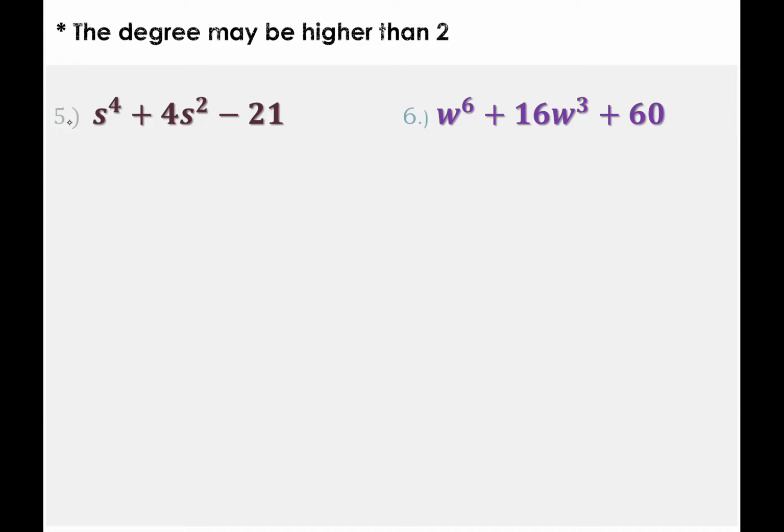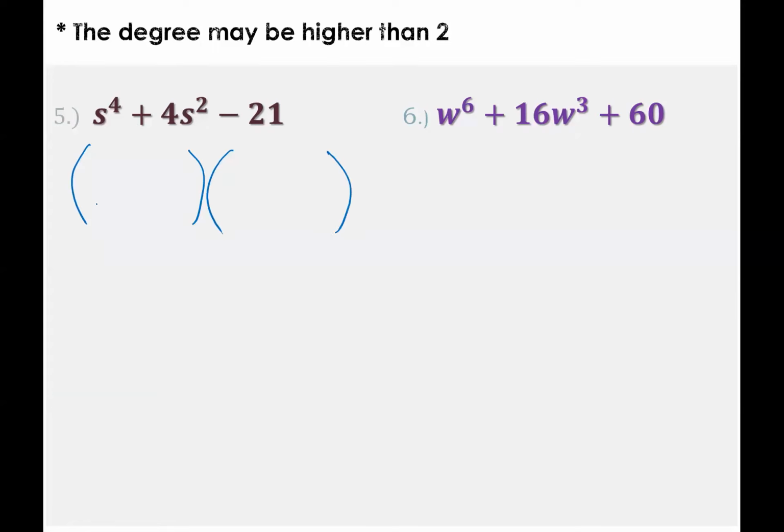So let's take a look. Number 5 says s to the 4th plus 4s squared minus 21. There's no greatest common factor. So let's just set up our parentheses and see if we can figure this out.